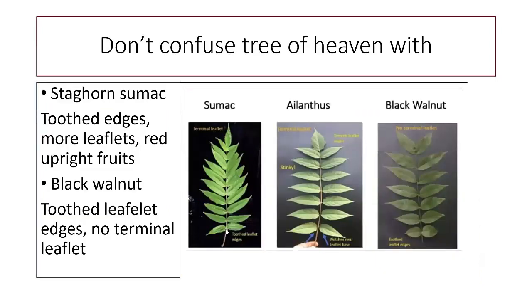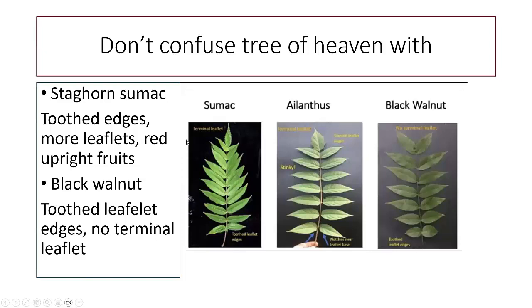There are some native plants, some native trees, that we want to make sure we're not confusing with tree of heaven. Staghorn sumac is the first one. The picture that you see here is a staghorn sumac compound leaf. Again, it has the terminal leaflet like the Ailanthus, but it has toothed edges. In general, the Ailanthus leaflets are not toothed, except for that small tooth where there's a gland on the back.